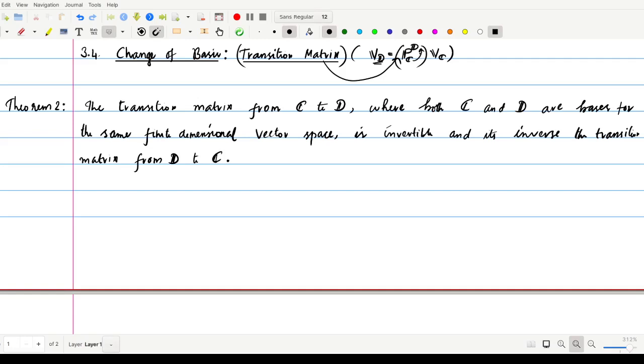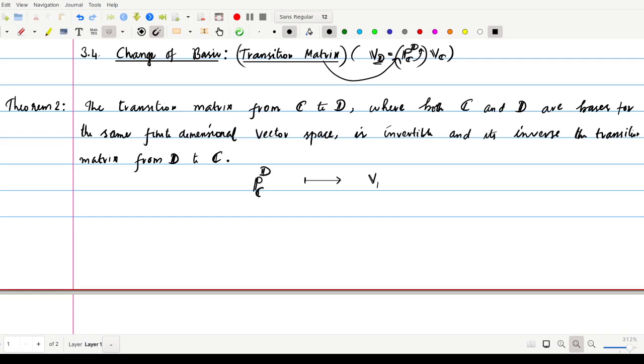This is the second theorem: the transition matrix from C to D, denoted by P_CD, where both C and D are bases for the same finite dimensional vector space, is invertible. So this matrix is invertible, and its inverse is the transition matrix from D to C. That means the matrix P_CD is the matrix obtained from this equation.